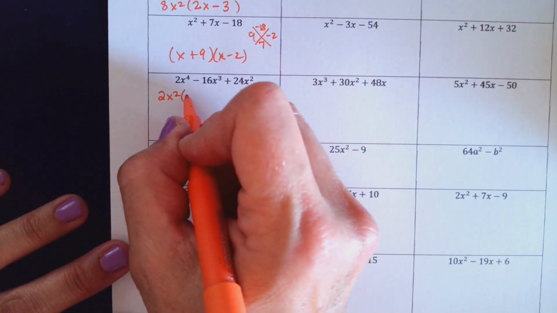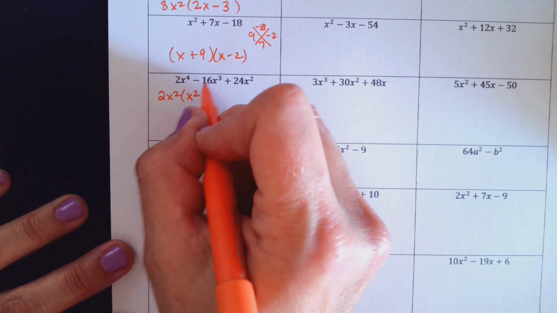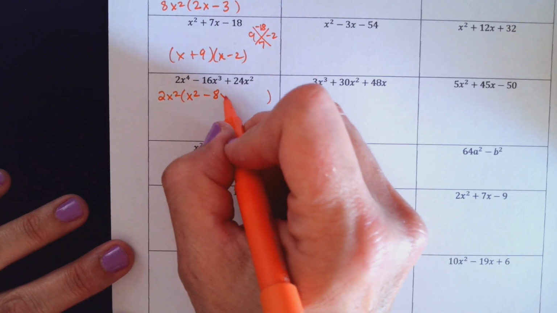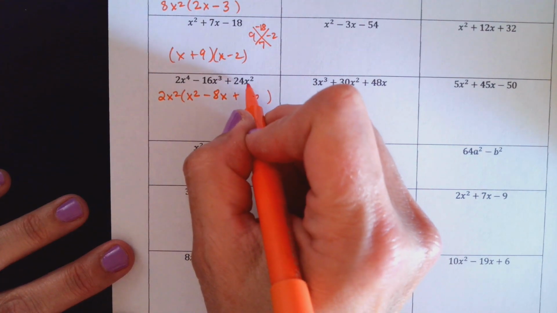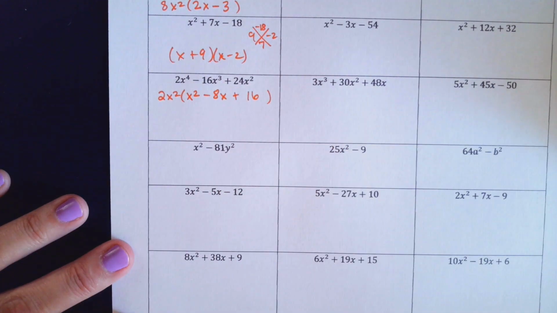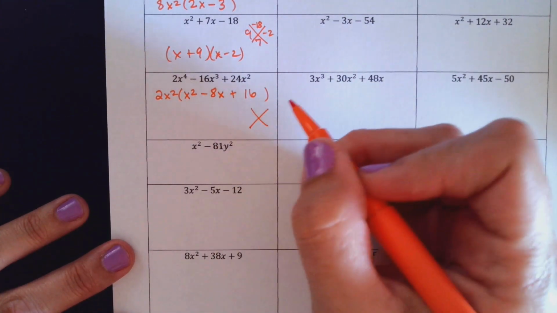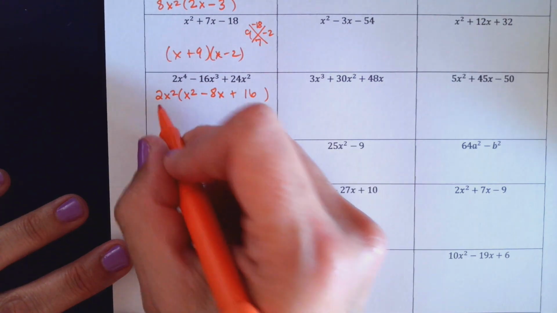2 divided by 2 leaves me 1, but I don't really write it here because I still have x squared left over. 16 divided by 2 leaves me 8, and x cubed, take away 2 out here, leaves me 1 more. Plus 24 divided by 2 leaves me with 16, and x squared is gone. So now when I look at this, I forget about this 2x squared when I go to do my factoring with my 16 and my negative 8, but I still have to write that in my answer.